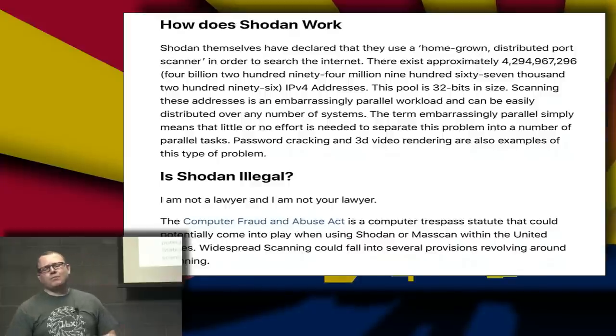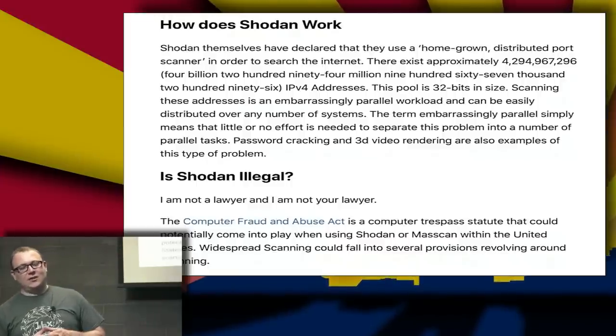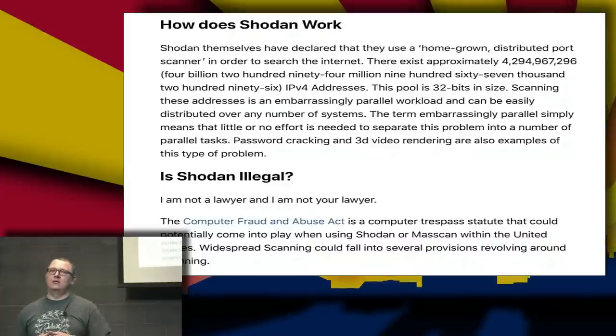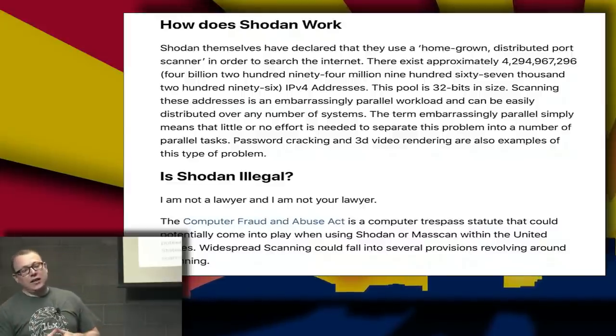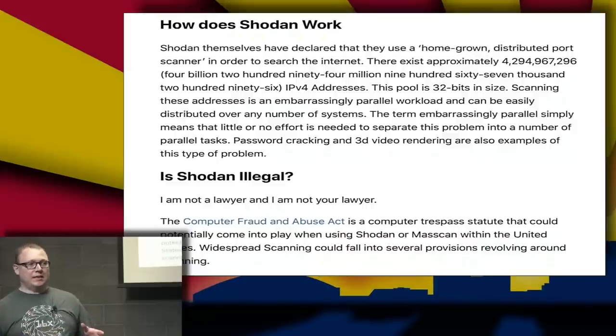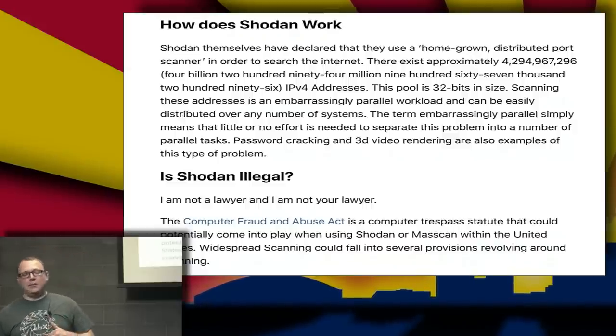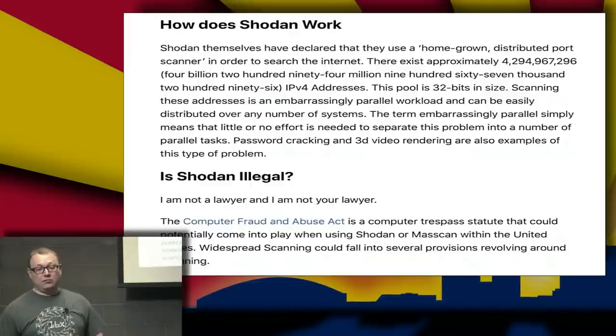Fantastic. So there exist approximately 4,294,967,296 IPv4 addresses. Okay? That's the full block. It's a 32-bit pool. And if you were going to scan these addresses, it is known as what is an embarrassingly parallel workload. So you can easily distribute this over any number of systems. Another type of embarrassingly parallel workload would be password cracking. So if you have a whole bunch of systems and you're trying to knock out passwords, you can do that just as you would do with scanning these IP addresses. Or if you're familiar with 3D video rendering, these are also examples of this type. For those of us who do Bitcoin, if you have a whole bunch of video cards all linked together, again, very similar thought process there, okay?